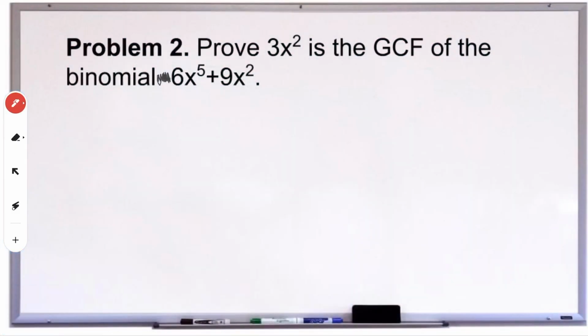Here's your problem 2 for the day. You know what to do. Take a screenshot, write it down, answer it in your assignment of the day.